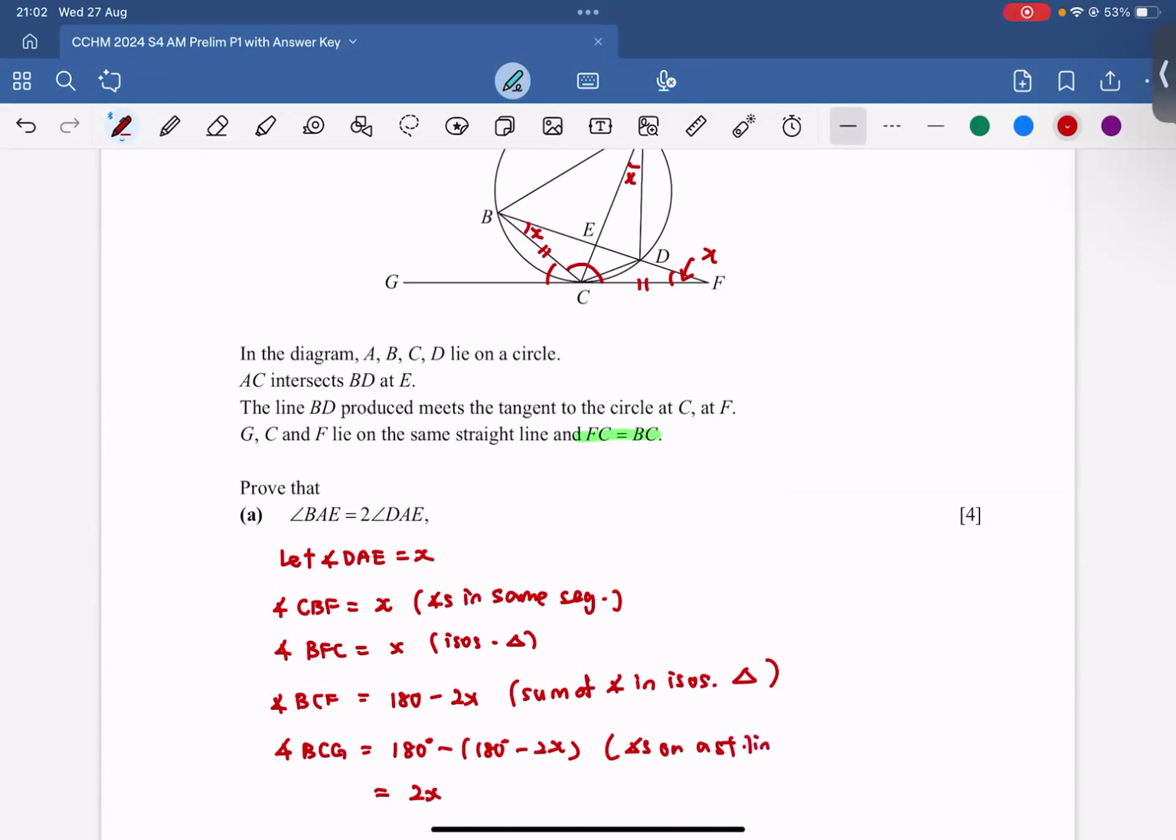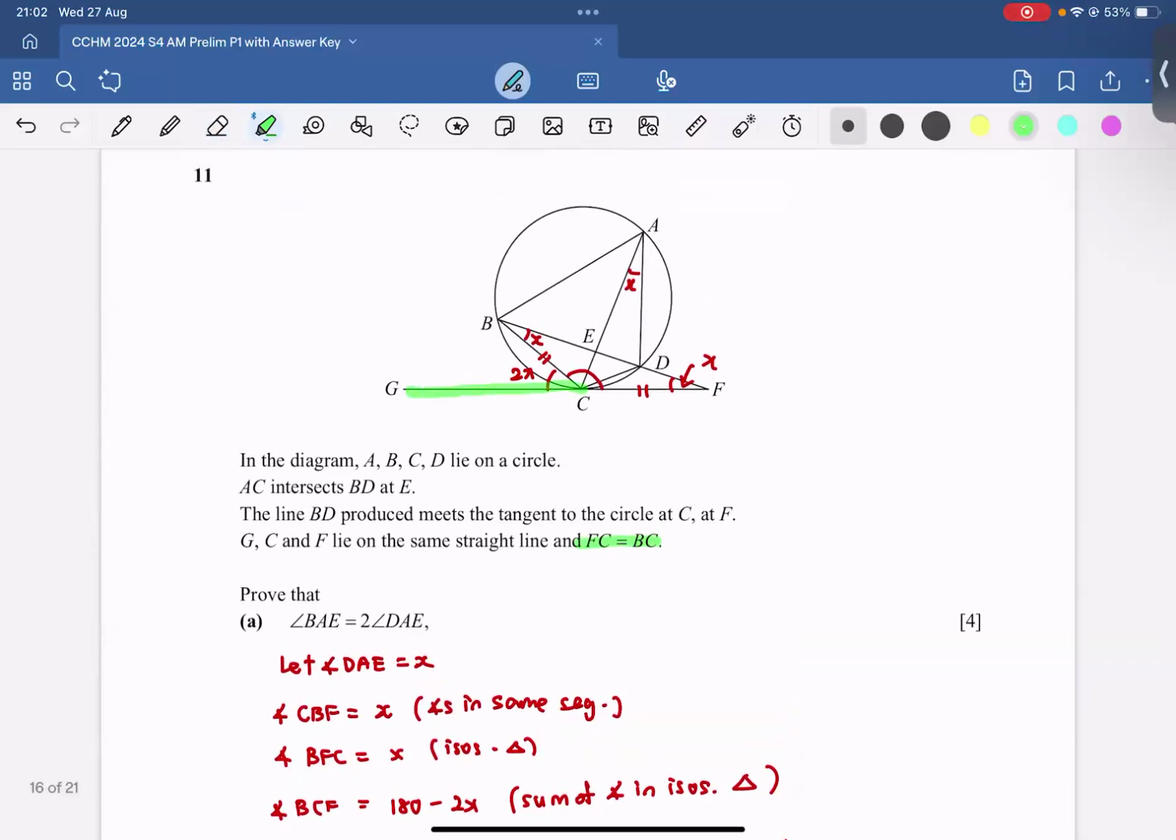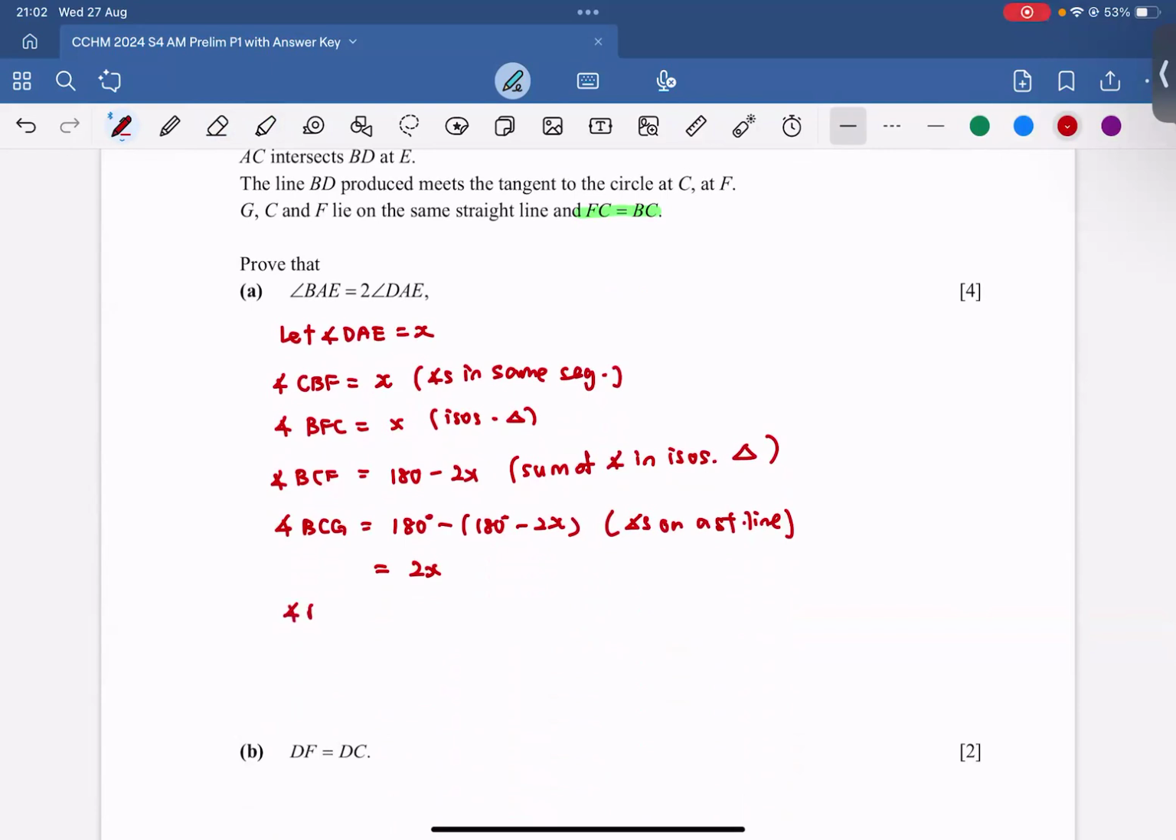So now what we can see is this angle is 2x. I can finally apply my alternate segment theorem. I will know based on this, this angle also 2x. Reason, alternate segment. So 2x is actually 2 times of DAE, shown.